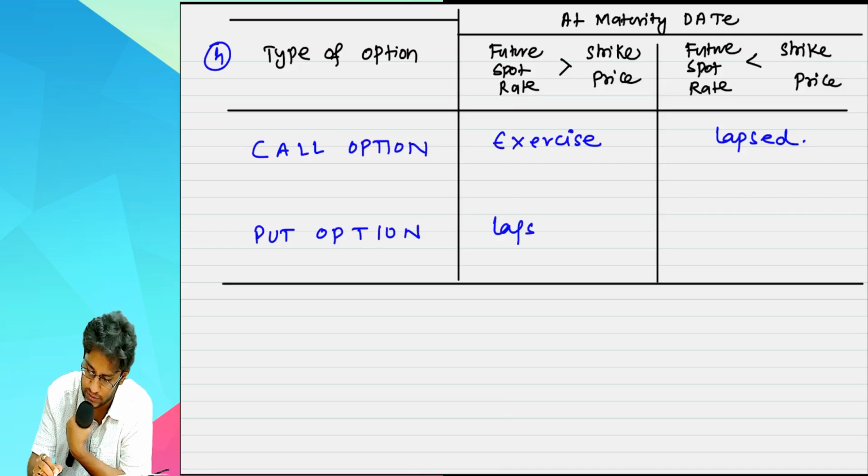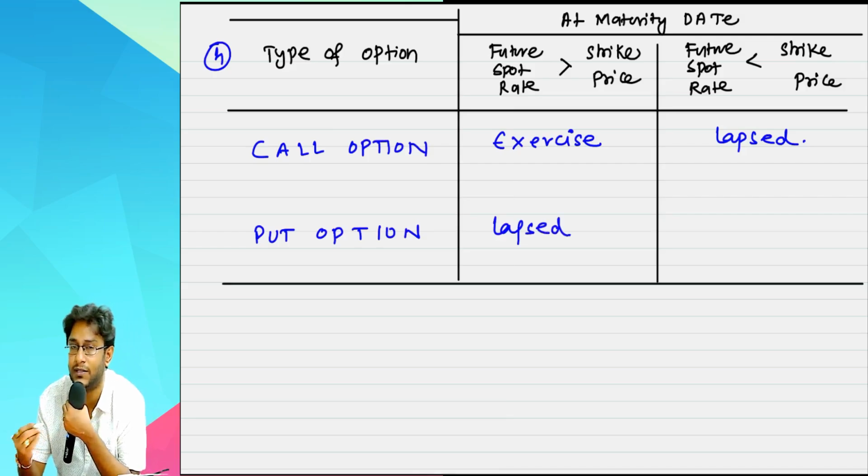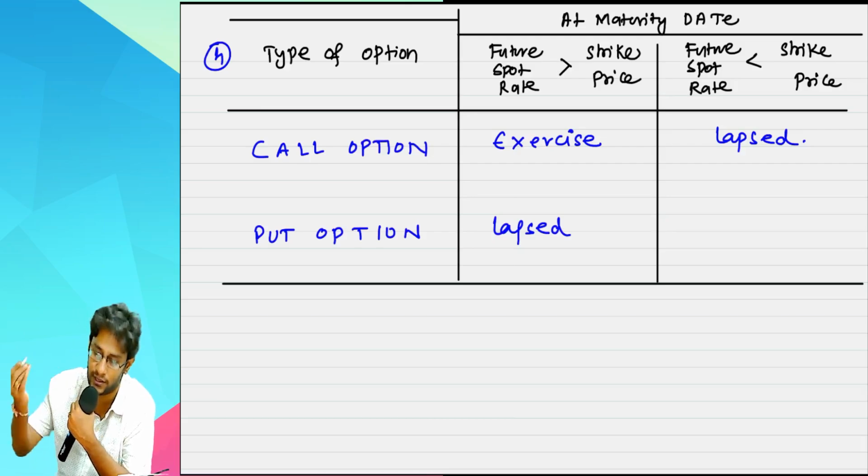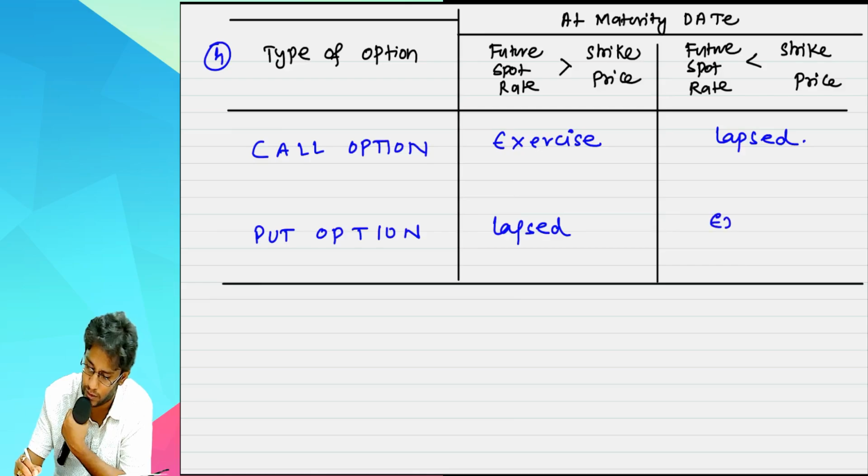Here put option gets lapsed because price in the market is better. Even though I have a right to sell at strike price, market price is higher, my price is lower. But in another scenario, I have a right to sell at strike price, but market rate is lower than that. So my price only is higher. So here you will exercise.